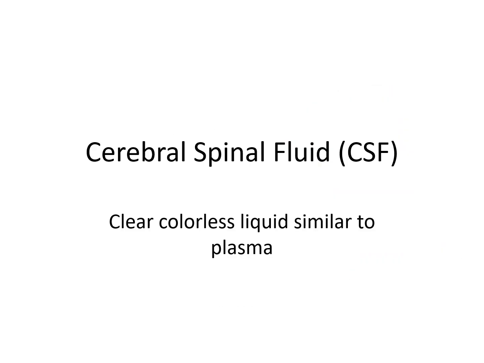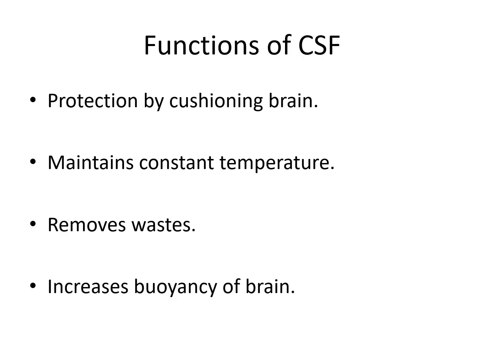Let's talk a little bit more about the cerebrospinal fluid. We mentioned it several times already, but we haven't really described its composition. It's a clear, colorless liquid similar to plasma. Of course, there are no blood cells present. It has various functions. One, it protects by cushioning the brain. It helps maintain a constant temperature so your brain doesn't overheat or get too cold.